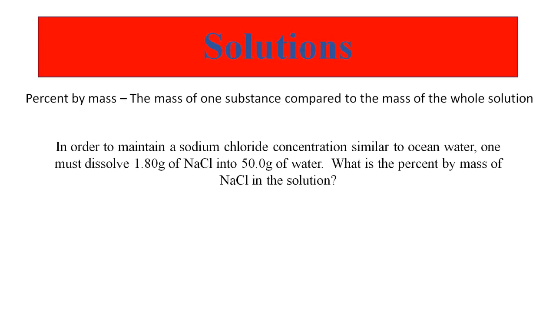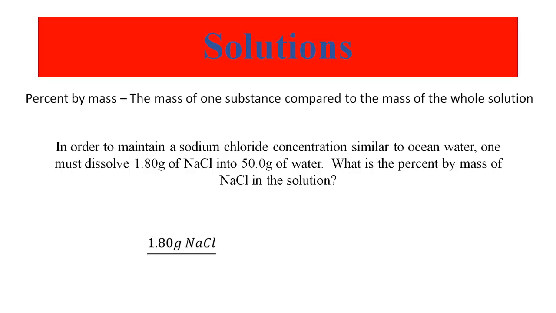Here's our first example. In order to maintain a sodium chloride concentration similar to ocean water, one must dissolve 1.80 grams of sodium chloride into 50 grams of water. What's the percent by mass of sodium chloride in solution? So what we want to do is take the mass of sodium chloride, which is 1.80 grams, and we're going to divide it by the mass of the total solution.